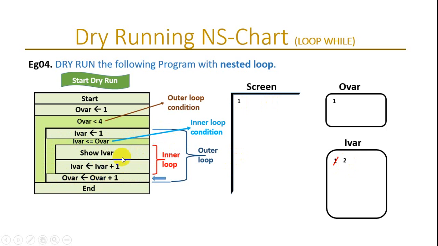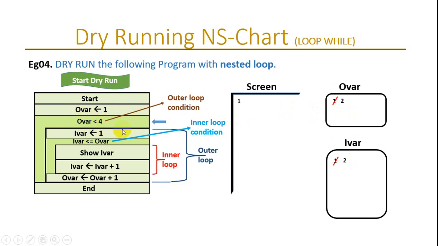This is the outer loop's part. So here what happens? OVAR is incremented by 1. OVAR is currently 1. 1 plus 1, 2. You write back into OVAR. So OVAR becomes 2. So again, outer loop's last line, and you go back to the outer loop's condition check here, right? So OVAR, is it less than 4? Yes, this is 2, so it is less.